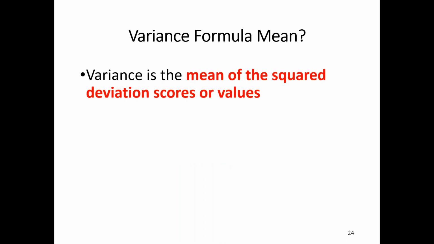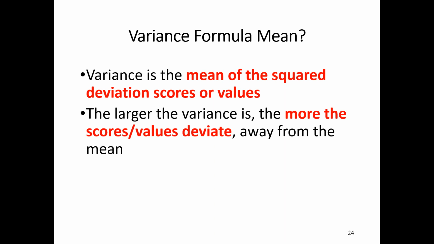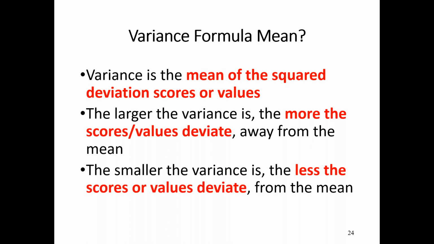Now again, variance is the mean of squared deviation scores. So whatever values you have as deviations, you square them, take the summation and divide by the total number, and it gives you the mean value, the squared one. The larger the variance is, the more the scores or values deviate away from the mean. Similarly, if the variance is small, then the values deviate less from the mean.